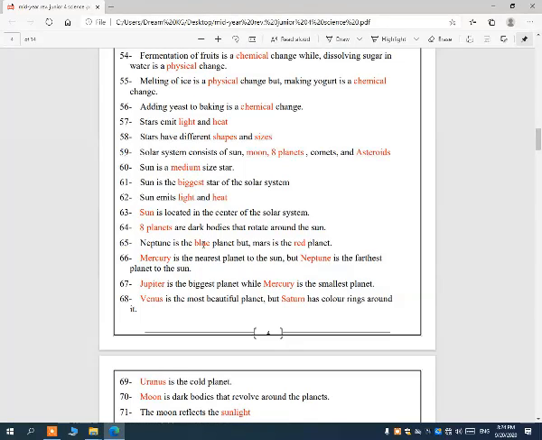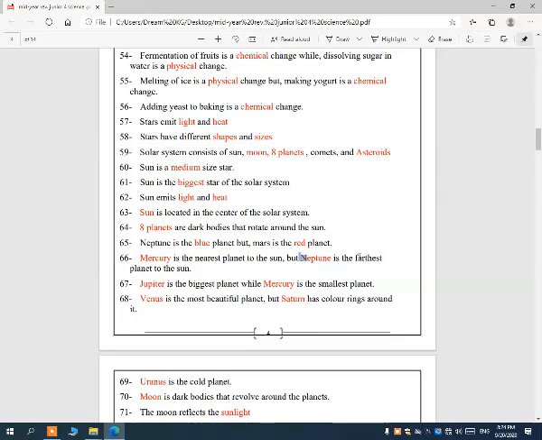Neptune is a blue planet. Neptune is the blue planet, but Mars is the red planet. Mars is the red planet. 66. Which is the nearest planet to the sun? Who is the nearest planet to the sun? Mercury, because it is the first planet.